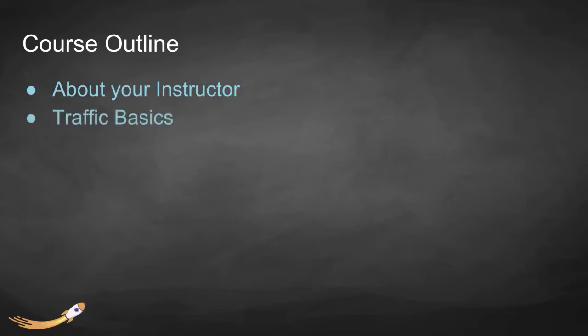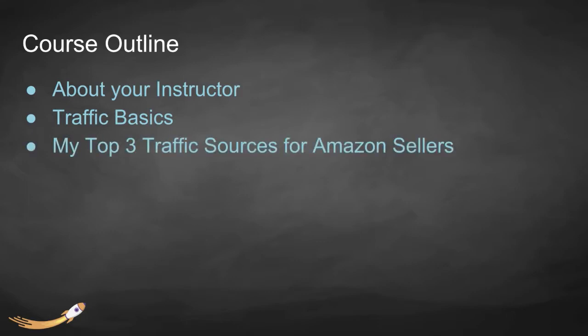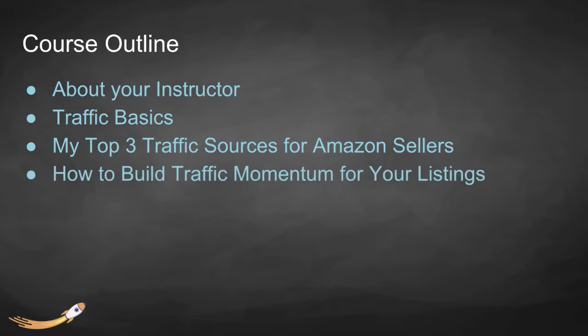And then we're going to go right into some traffic basics and understanding some of the basic elements of traffic going to your Amazon product listings. And then after that, I will introduce to you my top 3 traffic sources for Amazon sellers and how you can then hopefully use those traffic sources to build your own traffic momentum for your listings and get more sales. Because the whole point of getting traffic onto your listings is to convert that traffic into a sale. So we're going to talk a little bit about how to do that.